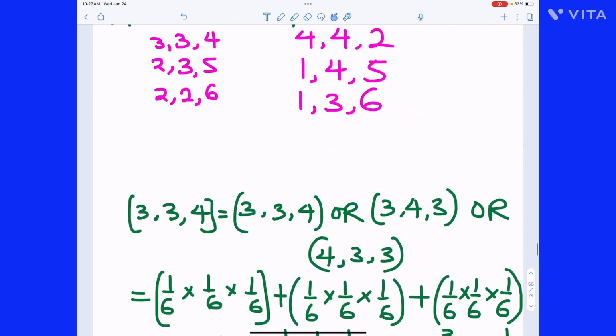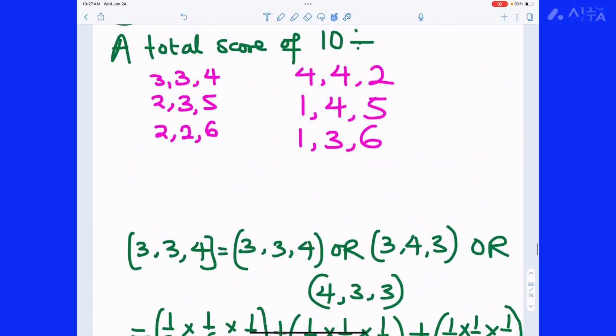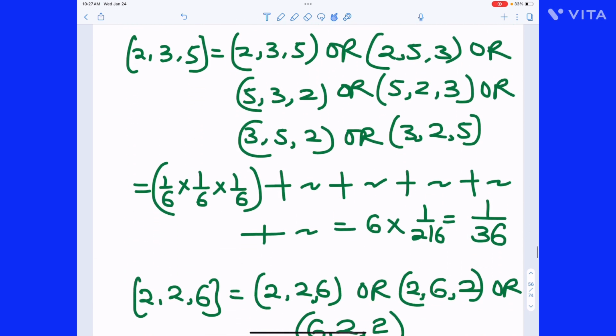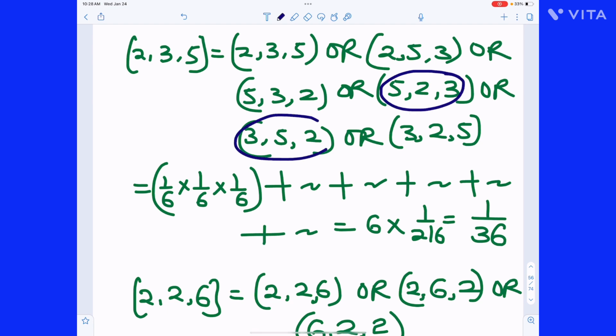Let's now find the probability for the second one, which is 2, 3, and 5. Let's find the probability of getting a total score of 10 by getting 2, 3, and 5 from the 3 dice. So 2, 3, and 5 too can occur in many ways. Either 2 from die A, 3 from die B, 5 from die C. Or 2 from die A, 5 from die B, 3 from die C. Or 5 from A, 3 from die B, 2 from die C. Or 5, 2, 3 in that order. Or 3, 5, 2. Or 3 from die A, 2 from die B, and 5 from die C.